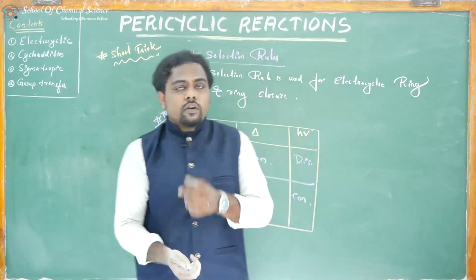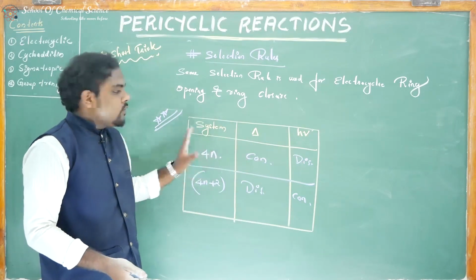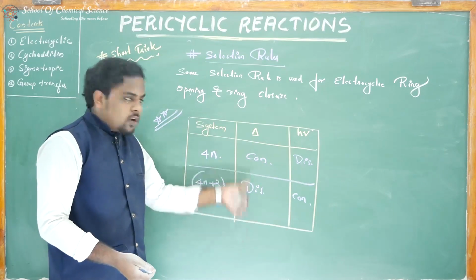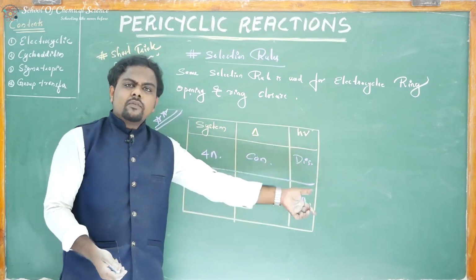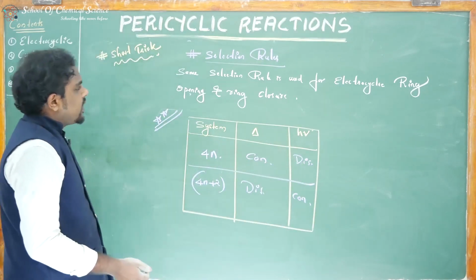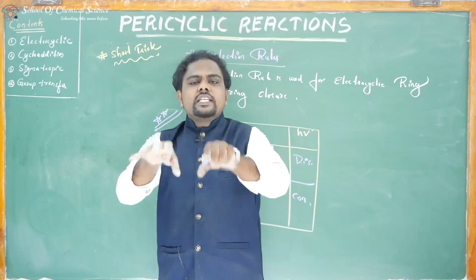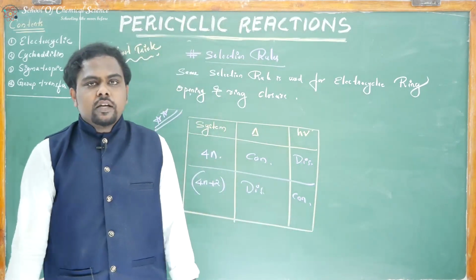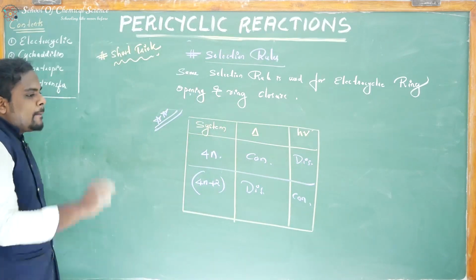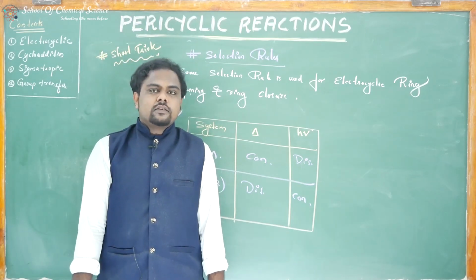This is the only thing that you have to memorize: 4n thermal con, 4n photochemical dis, 4n+2 thermal dis, 4n+2 photochemical con. Just study one thing, 4n thermal con. Then the others you can express based on that. So that is the selection rule or the short trick. You can predict what type of rotation I have to perform for the bond formation. That is the mechanism of pericyclic or electrocyclic reaction.